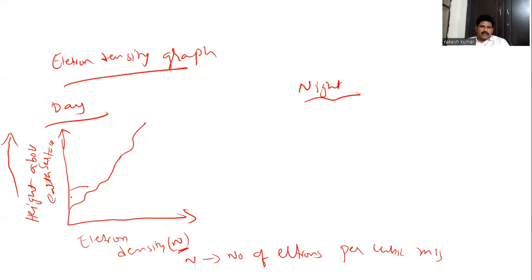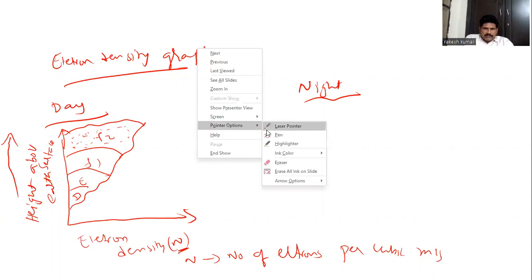So this is my D layer, where the electron density is less. This is my E layer. This is my F1 layer. This is my F2 layer, where I have more electron density.